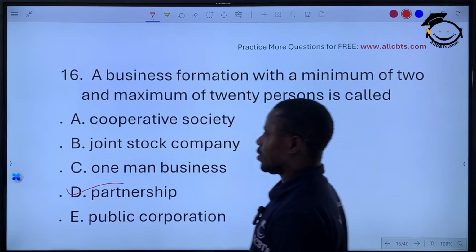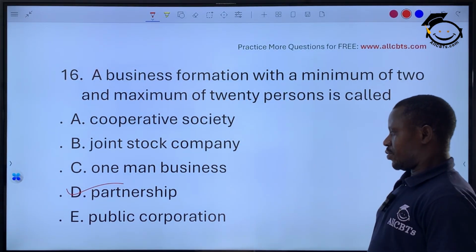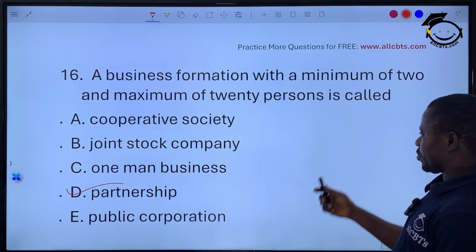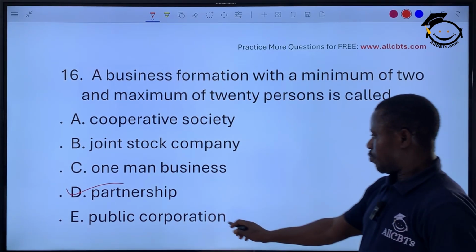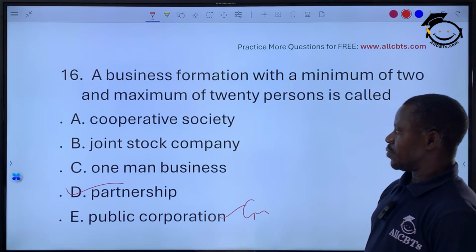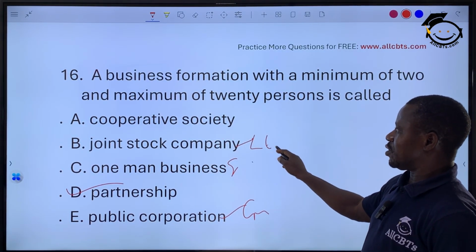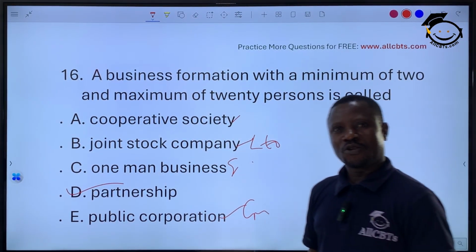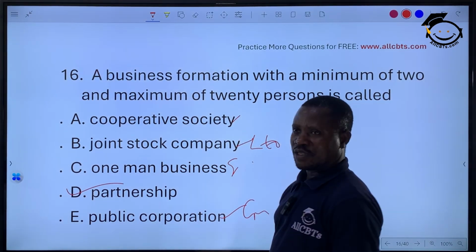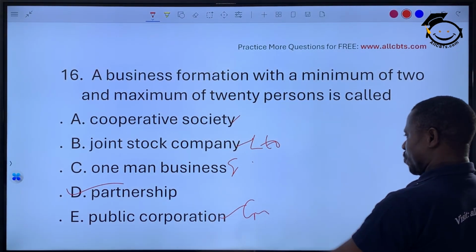Okay. A business formation with a minimum of 2 and maximum of 20 persons is called partnership business. Other business organizations: public corporation is government business, one-man business is sole proprietorship, then companies, limited liability company. Of course, you are familiar with cooperative society, credit and thrift society. Okay? So partnership.